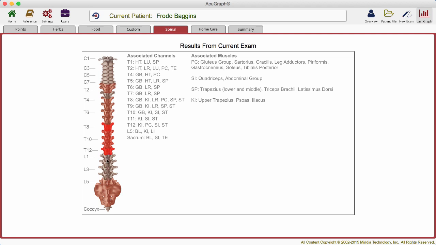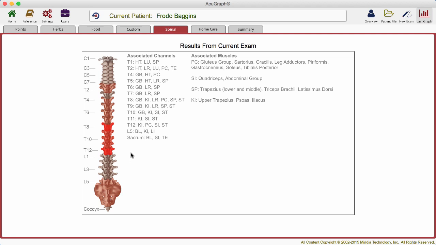Some are more red, some are just slightly red, and some are not shaded at all. The more shading, the more red that you have in any particular area, the more likely there is to be a spinal issue there, a fixation, a subluxation, a lack of proper movement, and that's based on the findings of the AcuGraph exam. So in this case, you can see that for this patient, T8 and T12 are both likely suspects where there may be a spinal problem.